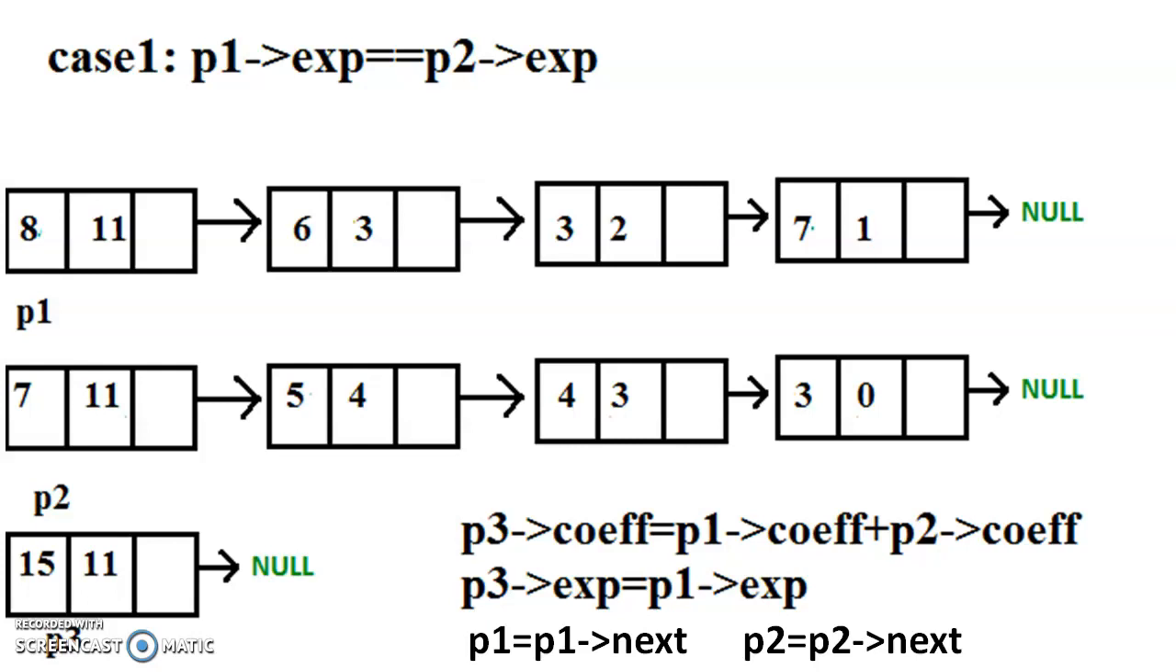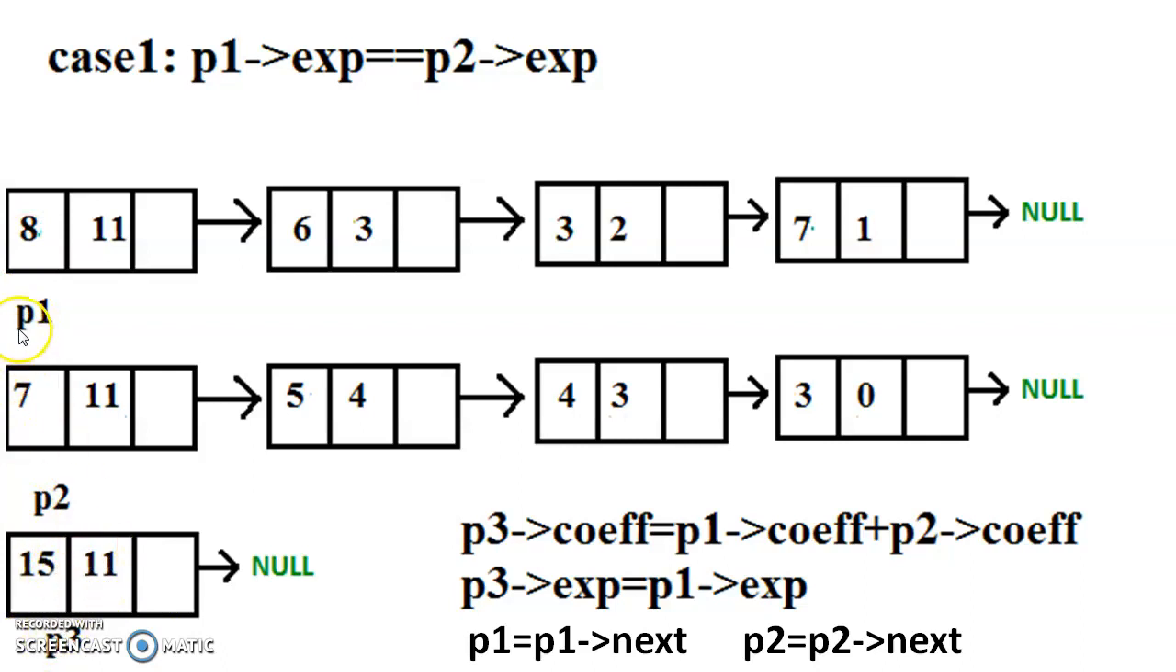So initially we will consider the first case. When we want to add the two polynomials, P1 is now pointing to 8x^11 and the second polynomial P2 is pointing to 7x^11. Here in this case, the two exponents are the same. The first polynomial exponent is 11, the second polynomial exponent is 11. In such cases, we add the two coefficients, that is the polynomial 1 coefficient 8 and the polynomial 2 coefficient 7. The resultant polynomial consists of the term 15x^11. So the third polynomial consists of 15x^11.